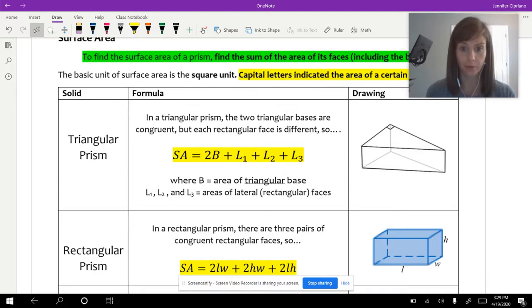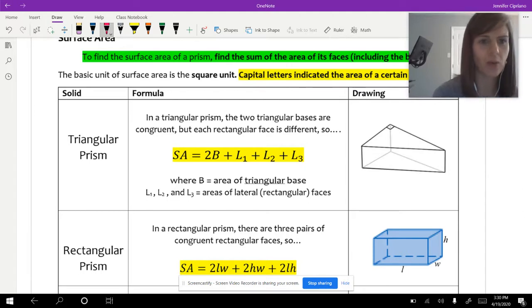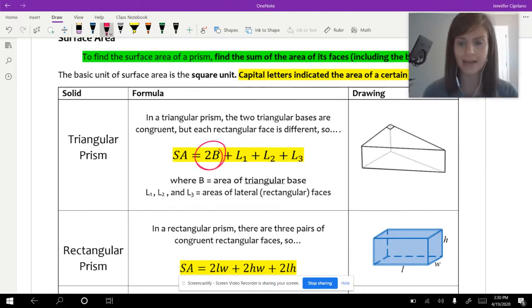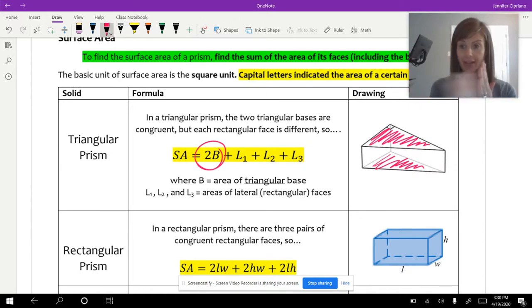In a triangular prism, your 2 triangles are congruent. So if you find the area of one of them, that's going to be the same as the area of the other one. That's why this formula has that 2B in it. B is the area of the triangular base, and since those are the same, you can just find it one time and multiply it by 2. And then the L1, L2, and L3 here are the areas of the 3 rectangles that make up the sides of the triangular prism. Those are all going to be different, so you would just have to find all of those separately.